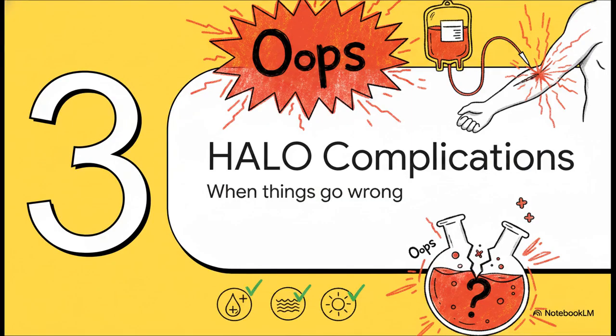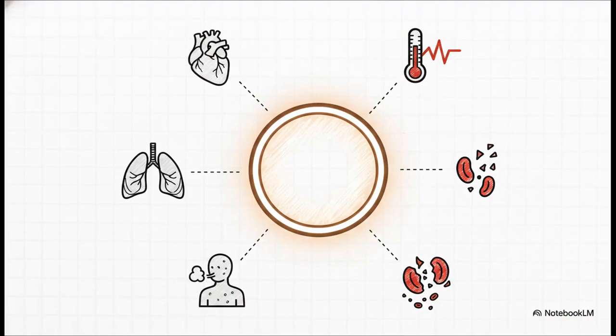Which brings us to Section 3, the halo of complications, or what happens when transfusions go wrong. Because even with incredibly precise blood typing and washing, a patient's body can still completely reject the toolkit. To keep track of this, we anchor these adverse reactions using the halo mnemonic combined with fever, mapping out the absolute highest yield complications you're going to face.